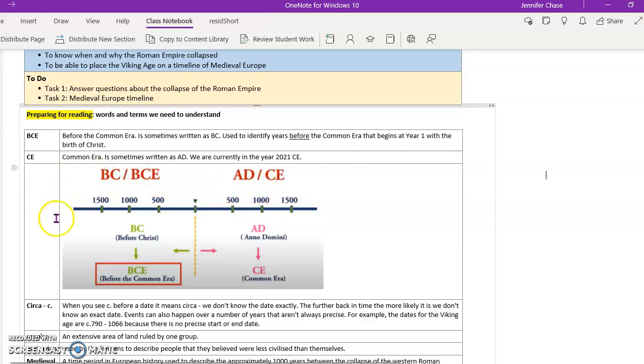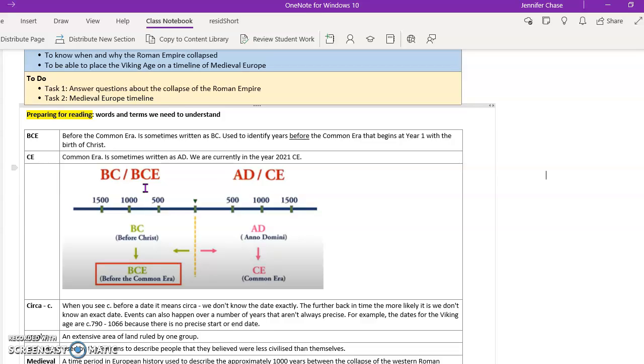So, I've got a timeline here, and there's some terms on it that we need to understand, mainly these terms, BC or BCE, and AD or CE. BCE and CE are the terms we try and use nowadays, but you might see it as BC or AD. They mean the same thing. Put very simply, BCE stands for before the Common Era. Sometimes BC, which actually means before Christ. So whenever you see BC or BCE written either before or after a date, that's identifying years before the Common Era, so before the year 0.